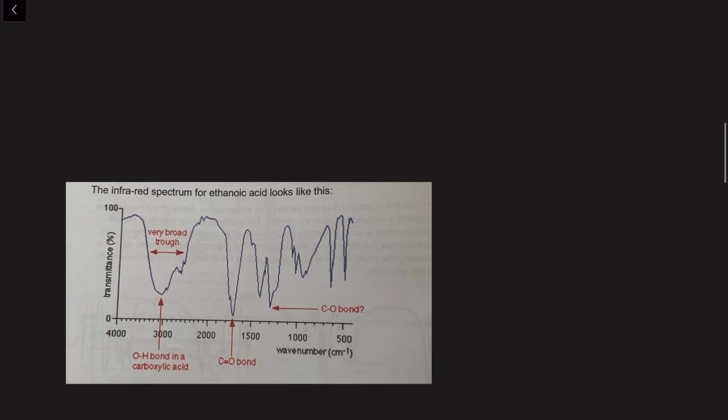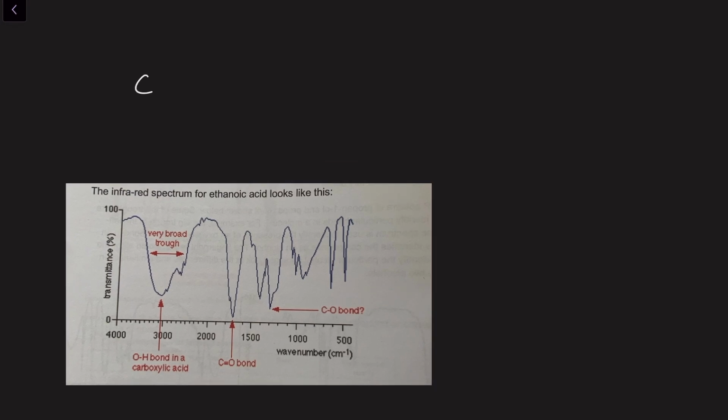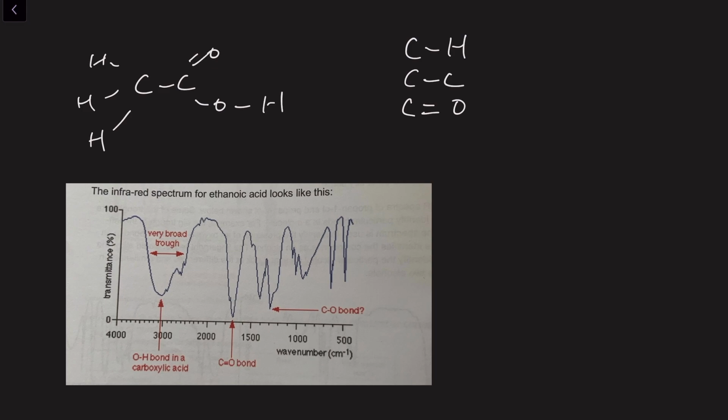So now let's move on to a different example. This is the infrared spectrum for ethanoic acid. So perhaps let's draw the structural diagram of ethanoic acid. Let's look at what type of bonds we have in this system. We have the CH bond, the CC single bond, the carbon-oxygen double bond, as well as the carbon-oxygen single bond, and the OH bond.